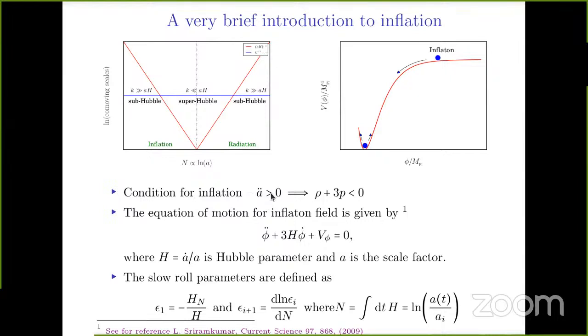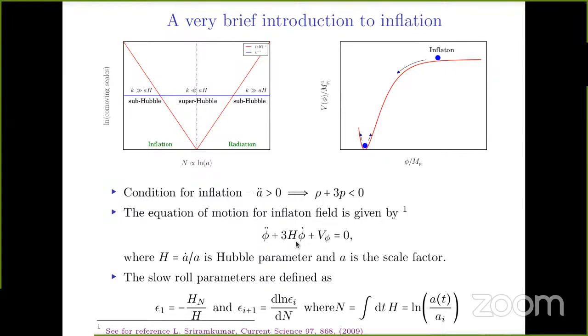And this a double dot, this acceleration greater than zero, if you substitute it in the Friedmann equations, you will obtain this energy condition, rho plus 3p less than zero. Now, the simplest way to satisfy this condition is by introducing a scalar field slowly rolling down a potential, and this can justify inflation as it satisfies the condition. So the equation of motion for the inflaton field is governed by this equation.